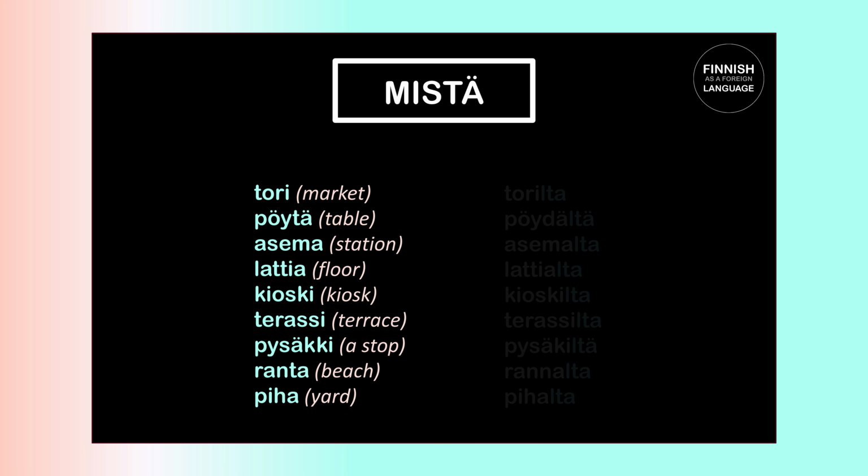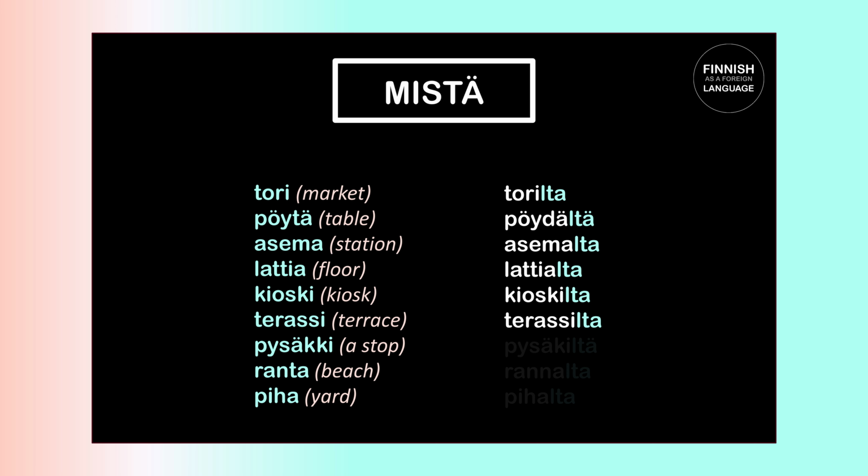Now again, let's take a quick look at some common open places or not enclosed areas in the ablative case. So tori becomes torilta. Pöytä becomes pöydältä. Asema, asemalta. Laituri, laiturilta. Kioski, kioskilta. Terassi becomes terassilta. Pysäkki becomes pysäkiltä. Ranta becomes rannalta, and piha becomes pihalta.